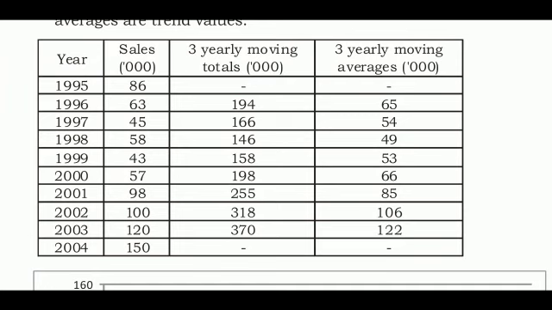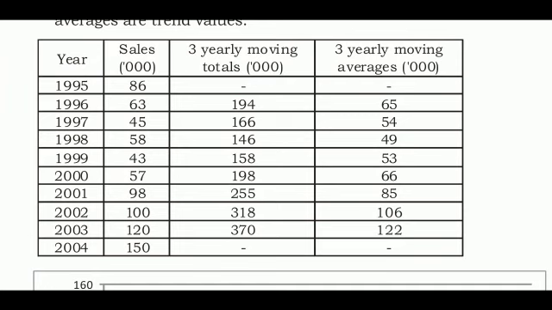You skip 43, you skip 57, then 57 plus 98 plus 100. That value, 255, will be written in front of 2001. Next skip 57, then 98, 100, 120. That value will be written here, 310. Skip 98, then 100, 120, 150. That is 370.